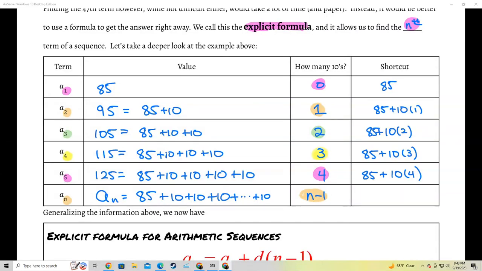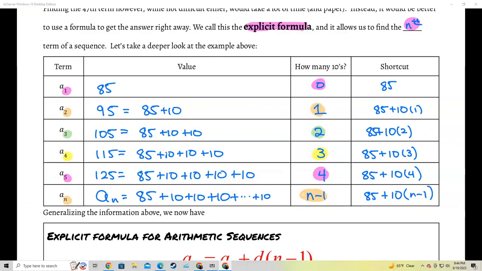So for this, I'm going to start with an 85, and I'm going to add a bunch of 10s. How many of those 10s? Not n of them. I got to go 1 less than that. So it's going to be 10 times n minus 1.